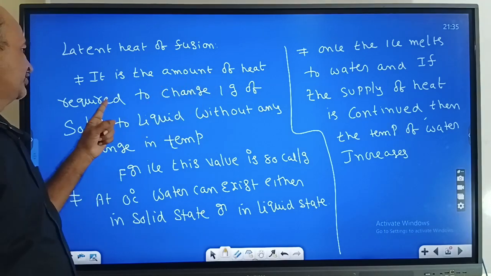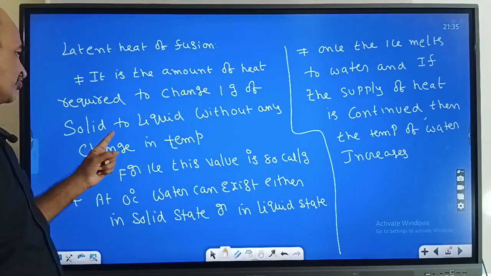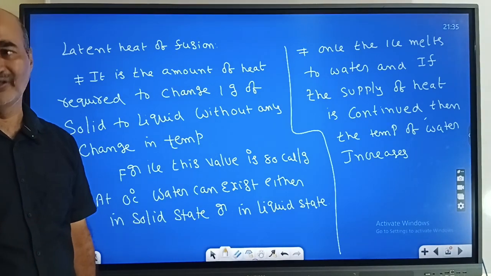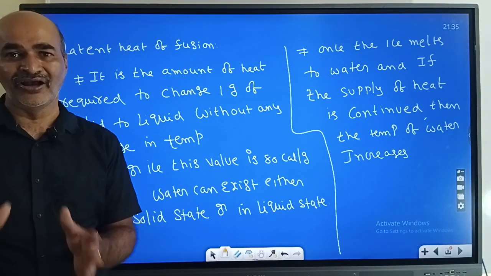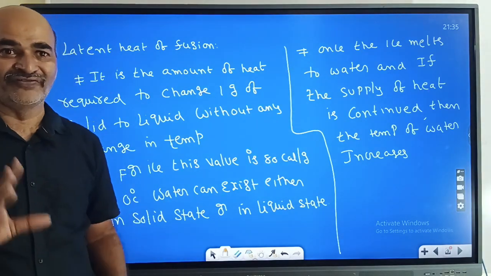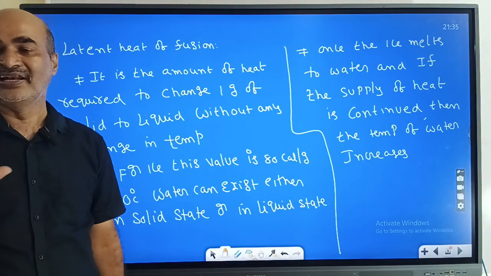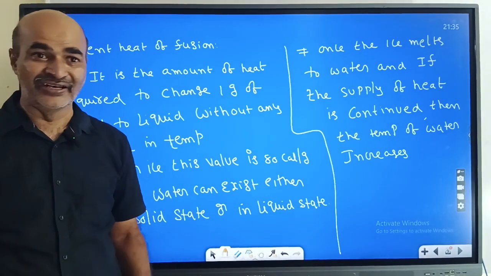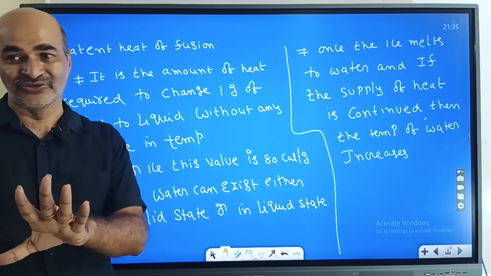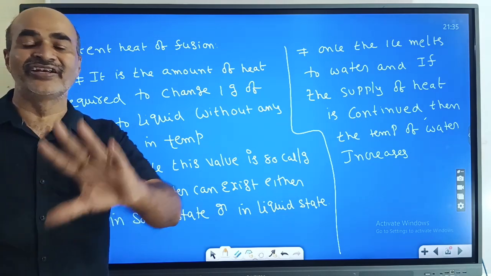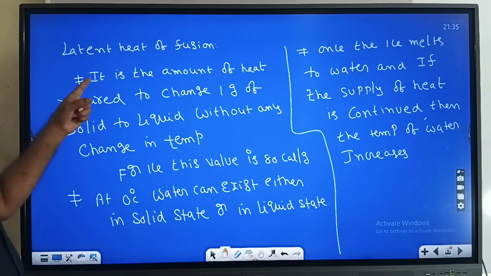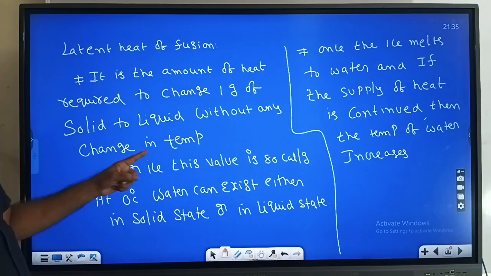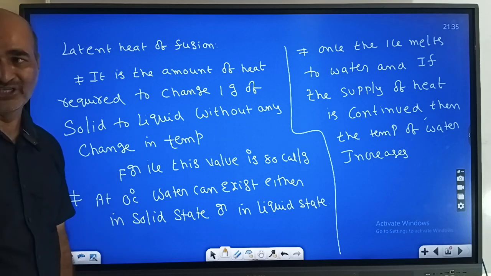It is the amount of heat required to change 1 gram of solid to liquid without any change in temperature. We have various types of liquids, and different liquids have different latent heat of fusion. So we have different liquids, and not all liquids have the same latent heat of fusion, because different liquids have different heat capacities. It is the amount of heat required to change 1 gram of solid to liquid without any change in temperature.